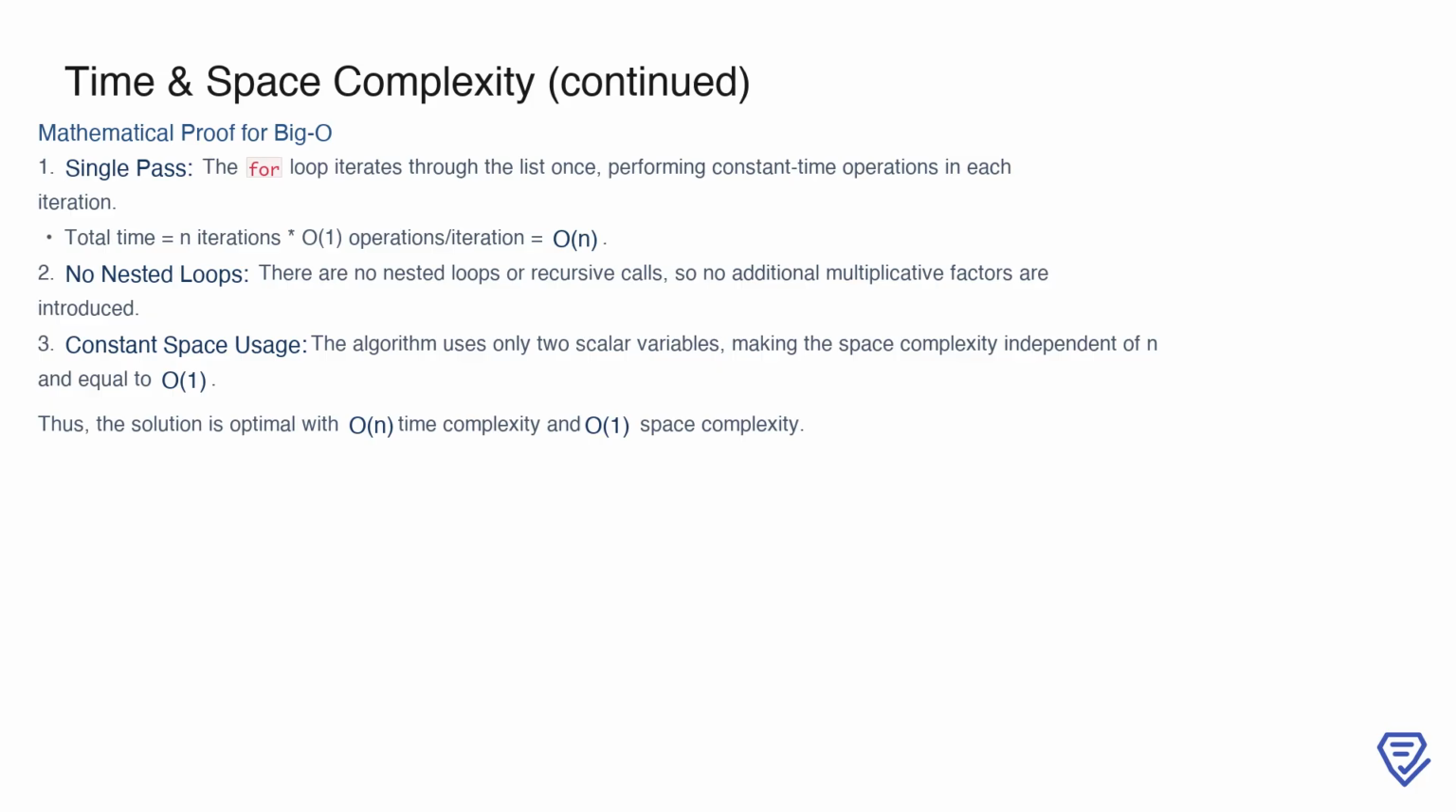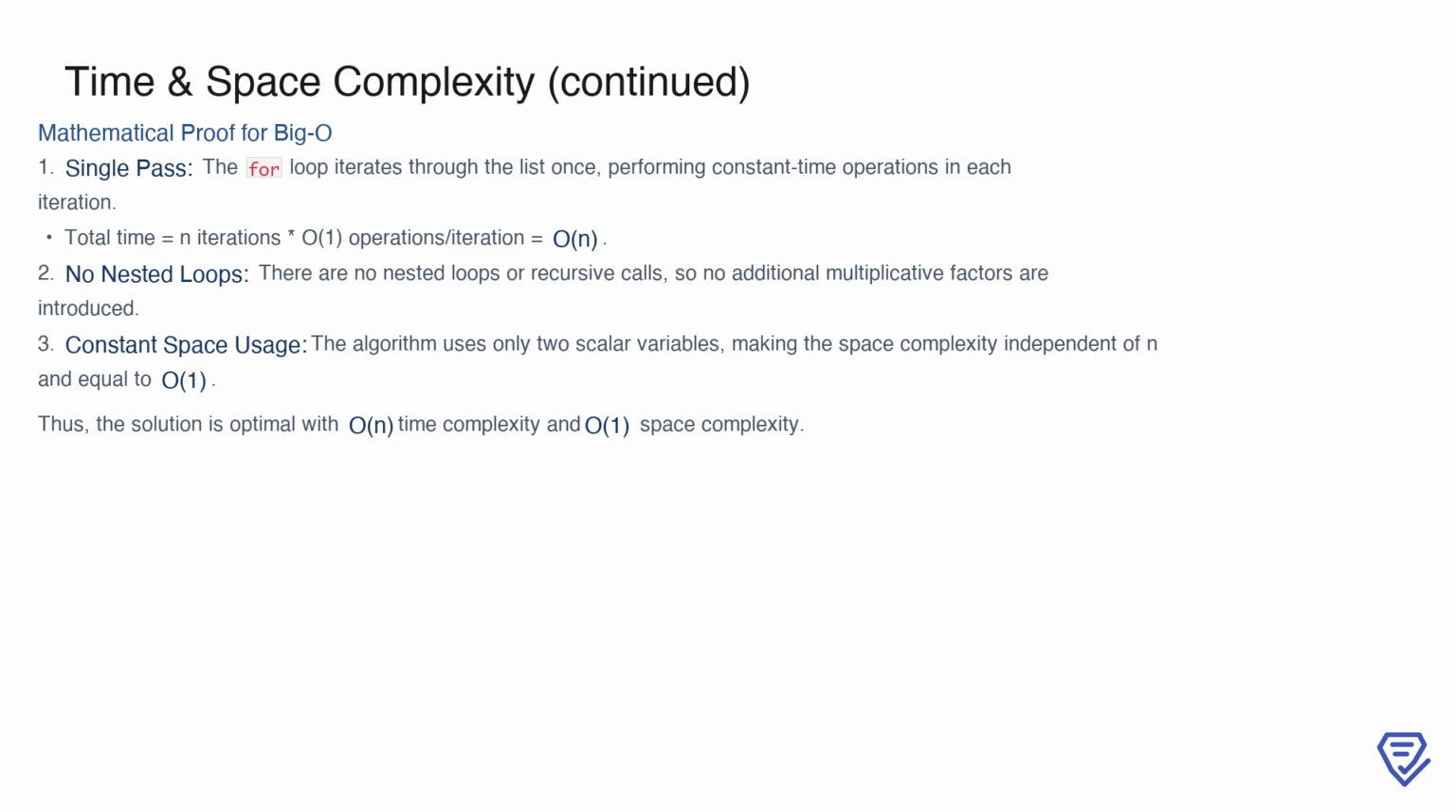First, the single for loop iterates through the input list exactly once. Each iteration involves a constant amount of work, such as comparisons and updates, all of which take O(1) time. Therefore, the total time for the loop is the number of iterations, n, multiplied by O(1) operations per iteration, yielding a total time complexity of O(n).